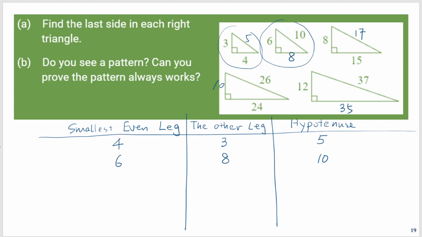For the next one, the smallest even leg is 8, the other leg is 15, and the hypotenuse is 17, right? For the next triangle, the smallest even leg is 10, the other leg is 24, and the hypotenuse is 26. And for the last one, the smallest even leg is 12, the other leg is 35, and the hypotenuse is 37. So can you find any pattern there?